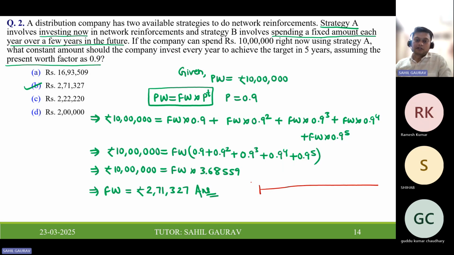If you want to denote it in a table, it goes this way. At the top, let us take strategy A. In strategy A, they are saying that the company has spent rupees 10 lakh in the first year, and they have invested 0 in the next 5 years. So this is the first year.